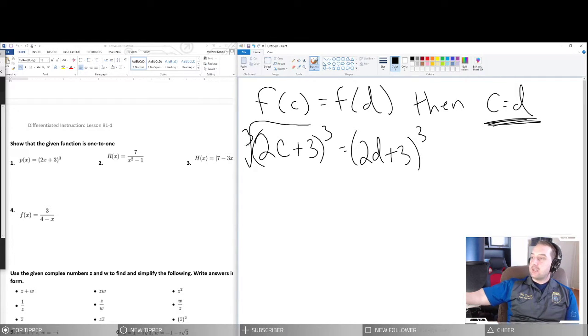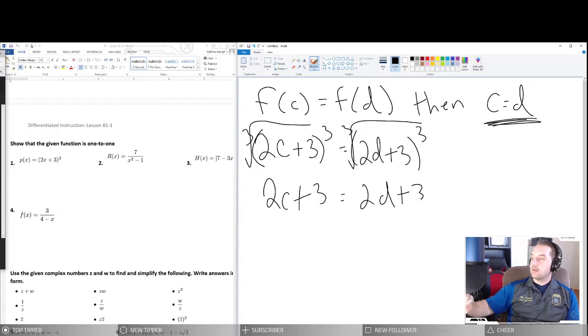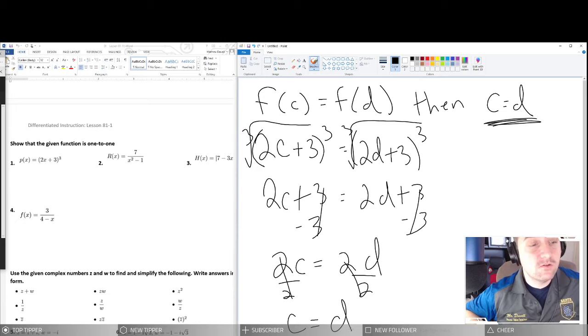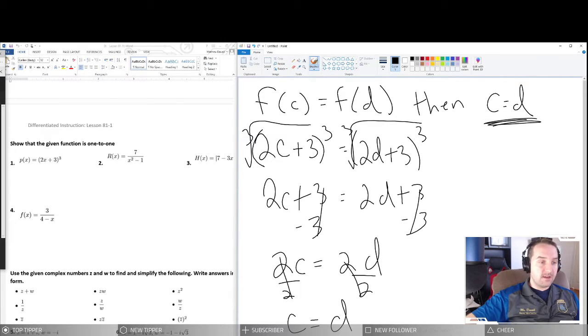So I could take the cube root of both sides, and you get 2c plus 3 equals 2d plus 3. Then I can minus 3 on both sides: 2c equals 2d. Divide both sides by 2, and you get c equals d. Because I have that c equals d, I know that this function is one-to-one. And if it's one-to-one, it automatically has an inverse, or the inverse is also a function. So that actually tells us a bunch of different things.